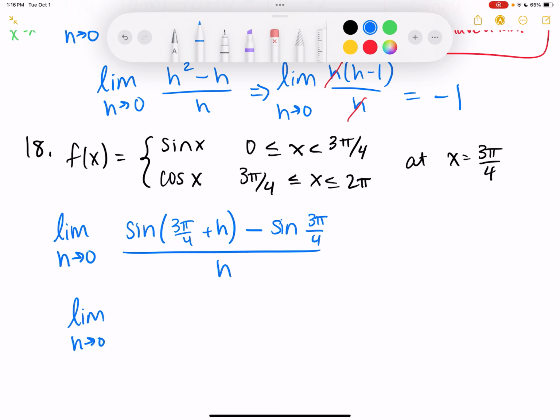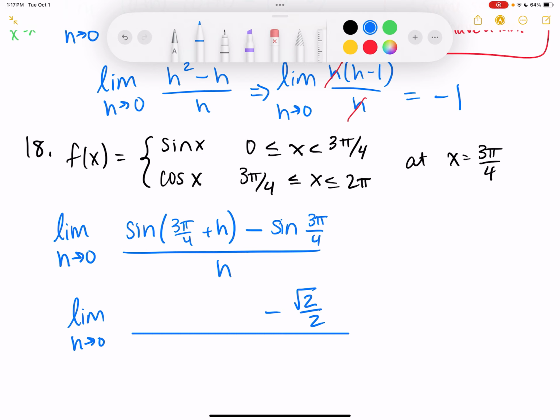The limit as h approaches 0. First and foremost, what is the sine of 3 pi over 4? Negative square root of 2 over 2? Sine is y, so it's positive. It's root 2 over 2, but the sign is negative for the cosine. So it is going to be negative, but that's not why. We were just thinking ahead.